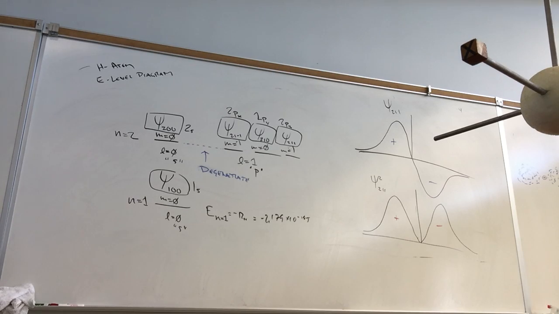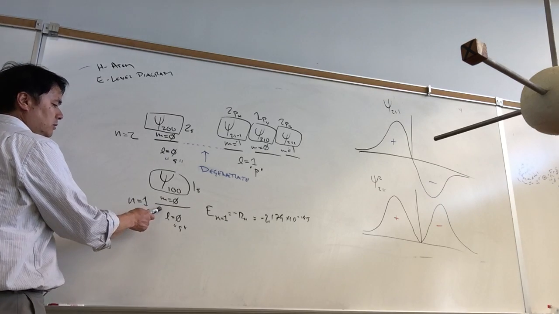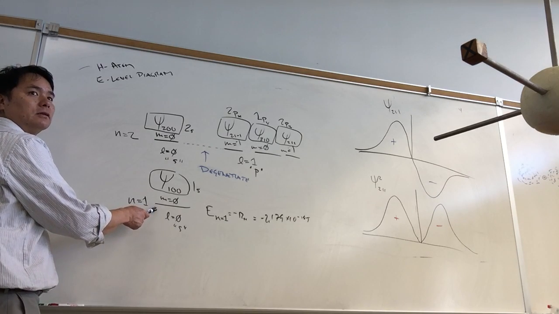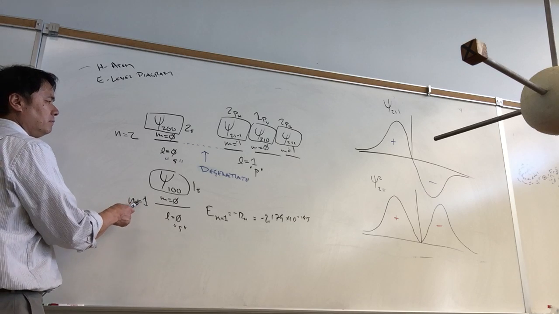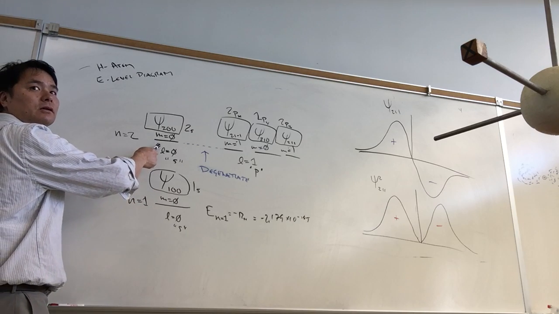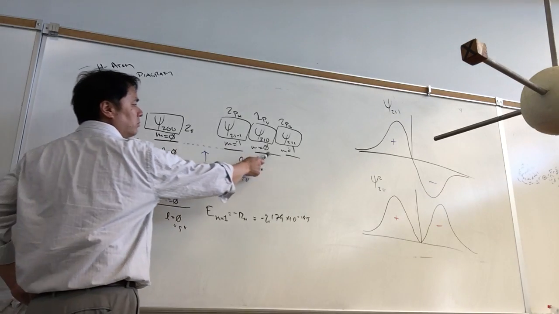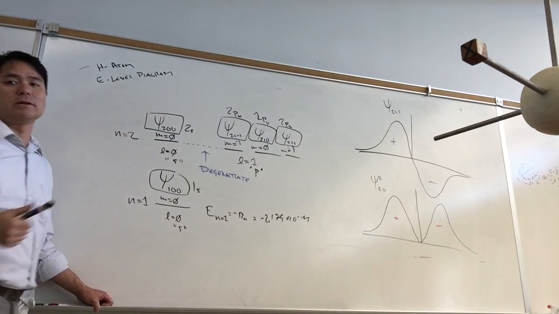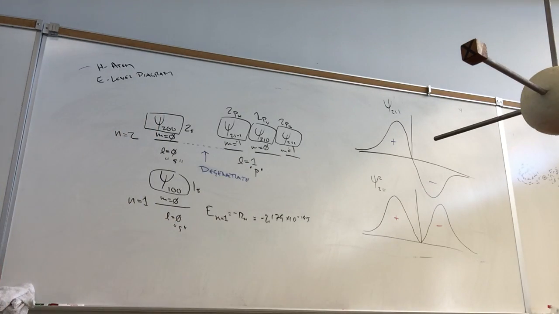Here we can see a pattern emerge. The pattern is in the total number of orbitals. How many total orbitals do we have here? Well, 1, 2, 3, 4. 4 total orbitals. Do you see a mathematical pattern related to n?